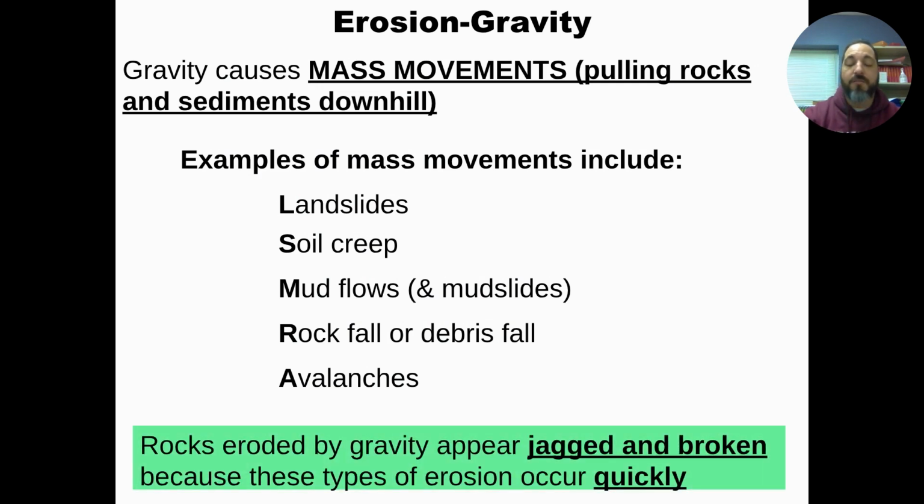Rocks eroded by gravity appear jagged and broken because this is something that happens quickly. Remember when I talked about water moving sediment? It happened over a long period of time, and it broke up the rock and caused it to be more rounded. The opposite's going to happen here. It's going to be very jagged because the rock's going to fall off the side of the cliff, smash on the ground, and that's it. It's not going to move again, so it's going to remain very jagged.